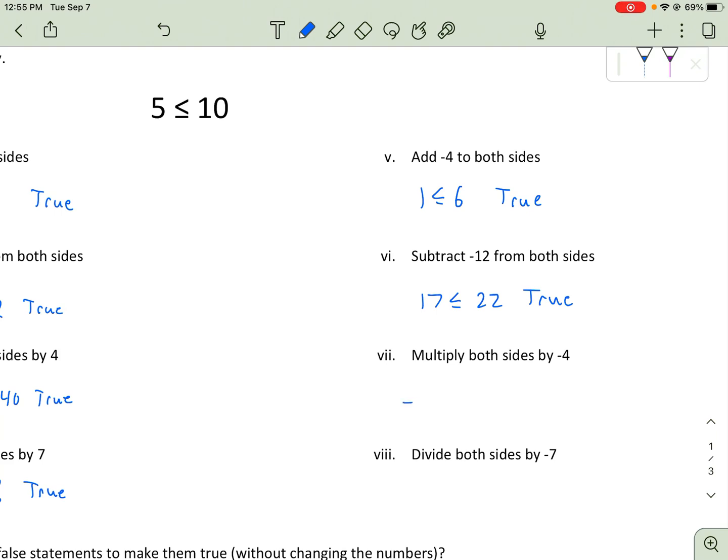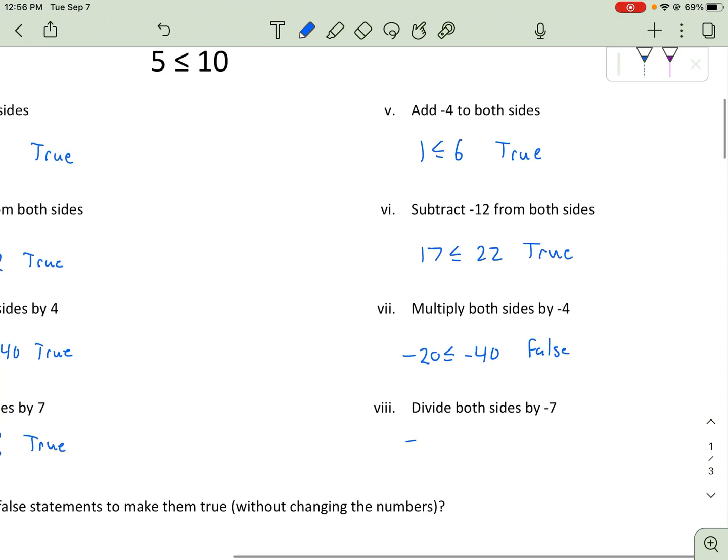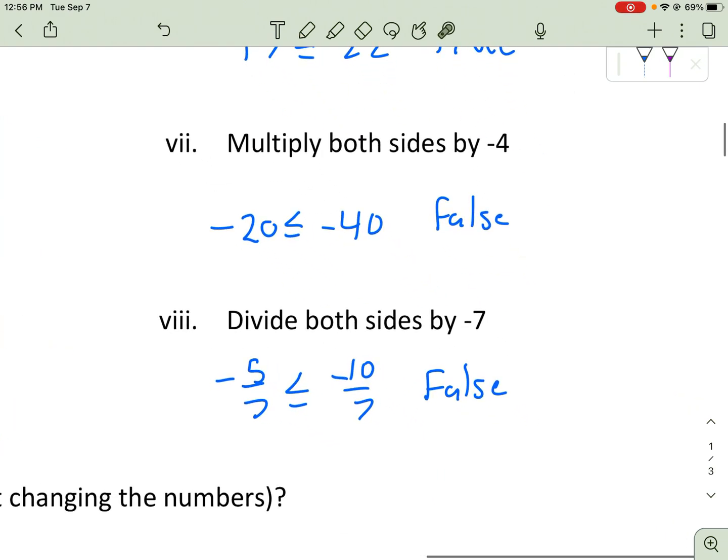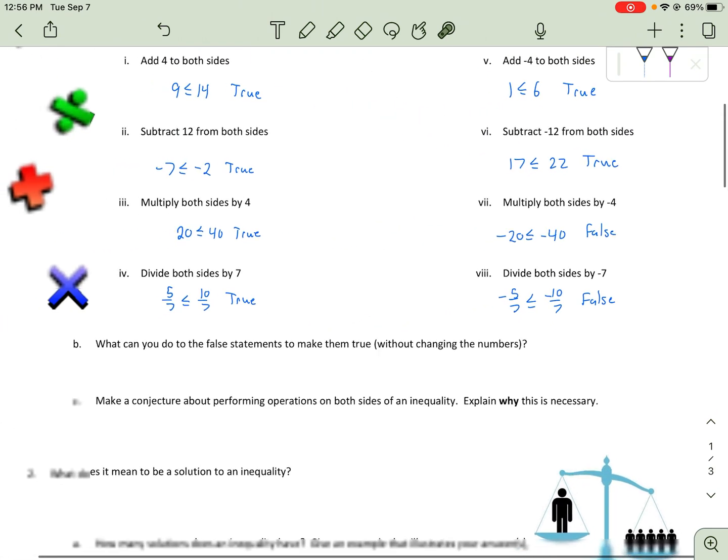Multiply both sides by negative 4, and you get negative 20 is less than or equal to negative 40. Whoops, that one's false. And divide both sides by negative 7, you get negative 5/7 is less than or equal to negative 10/7. That one might be harder to recognize, but that one's also false. You could type it on a calculator and change these to decimals if you wanted, or realize that this number would be bigger than negative 1. Well, like without the negative, it's bigger than 1, and then this is less than 1, so a negative number here would be like a bigger negative, we say, which means it's a smaller number overall. So that one's also false.